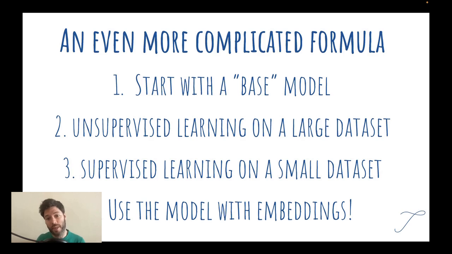For those of you that really care about maximizing quality, here's an even more complicated formula. You can start with a base model like Llama 2 7b or Llama 2 70b, then do unsupervised learning on a large data set on that base model. Then do supervised learning to get it into a conversational format using a small data set like we did in part two. And finally, use that fine-tuned model with embeddings.